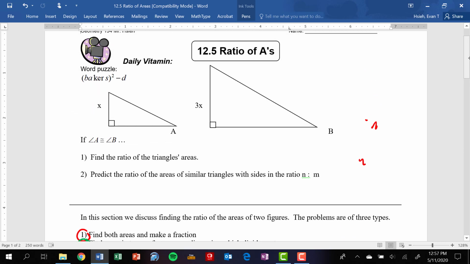And so it says here that angle A is congruent to angle B. It says that x is to 3x here. And it also says that these are both right angles. So I know that by AA similarity, these are similar triangles. And so I can take a look at this, and I know that if these sides are in the ratio 1 to 3, that the bottoms or the bases are also going to be in the ratio 1 to 3. So let's call this y and 3y.